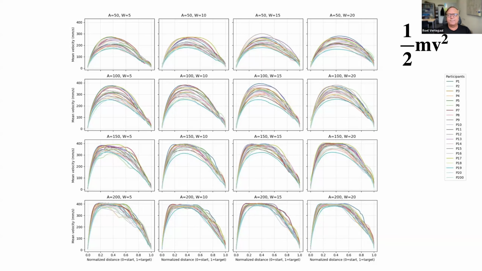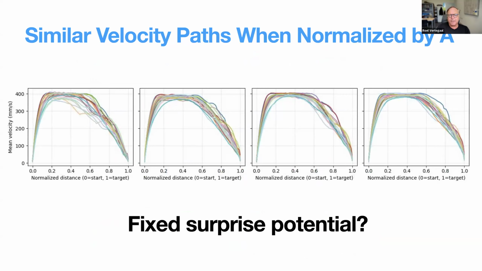So if we look at the experiment, we look at the kinetic energy, we get these kinds of velocity profiles. Now, this may not mean very much to you, but we're basically changing both the distance and the size of the target. And what we're seeing, if we normalize for distance, we see that these are all the same. There's a bit of clipping that occurred because of a bug, but other than that, these look very similar. And so the question arose, can we indeed use just one surprise potential?